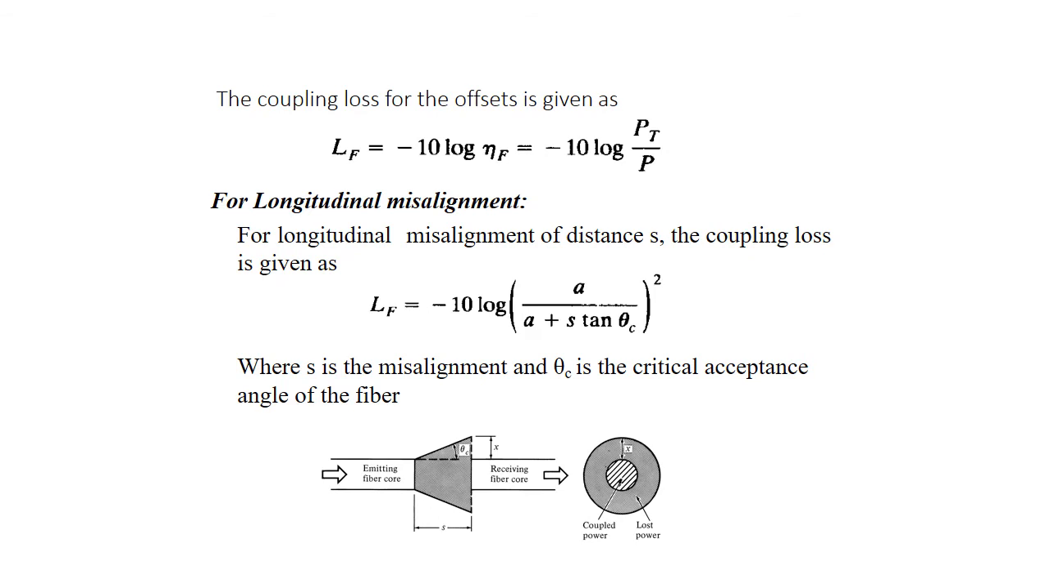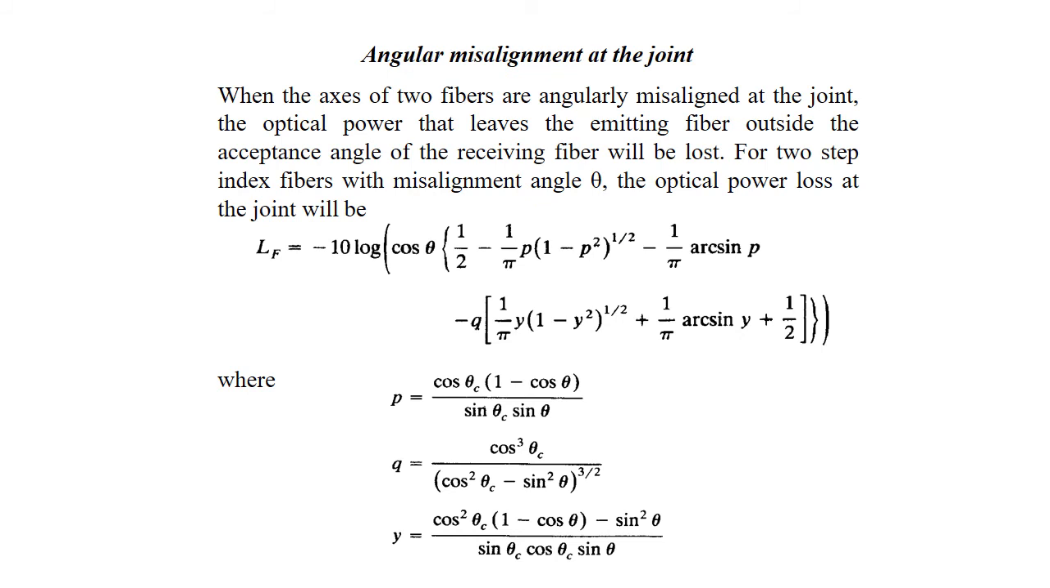So this will be emitted in the fiber core, and the receiving fiber core will receive the coupled power as well as the loss power. The next one is the angular misalignment at the joint. When the axes of the two fibers are angularly misaligned at the joint, the optical power that leaves the emitting fiber outside the acceptance angle of the receiving fiber will be lost.